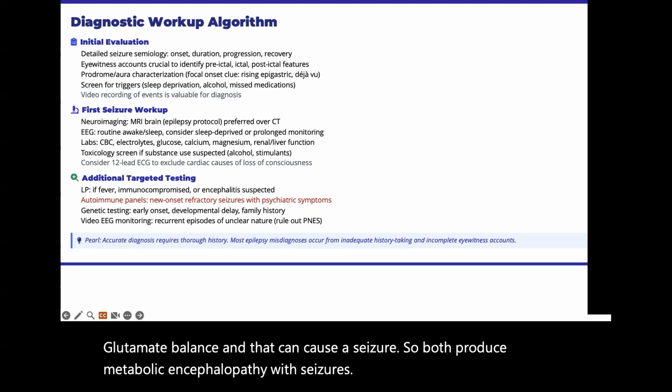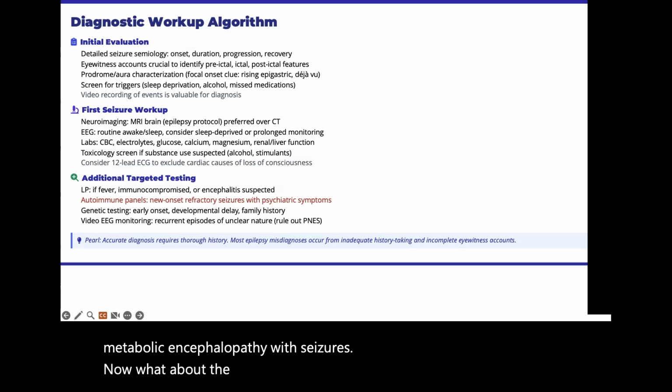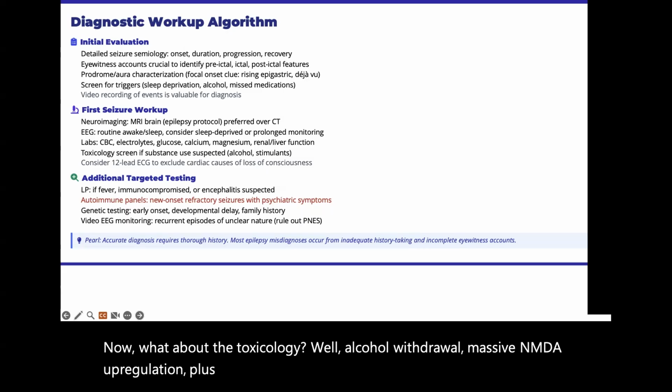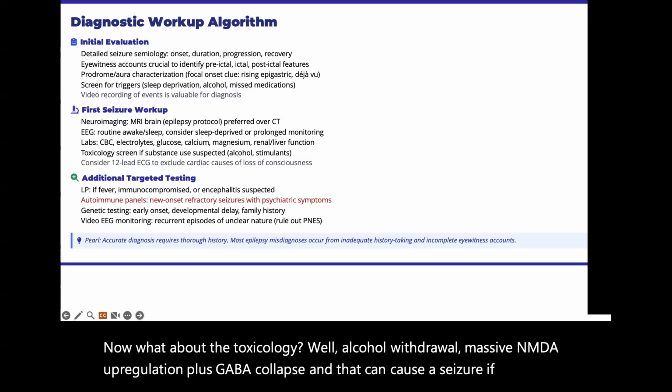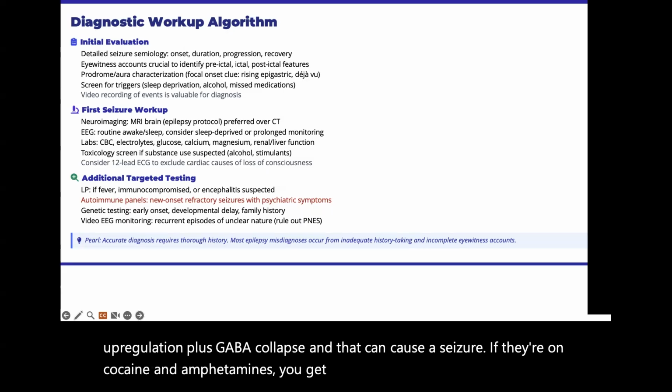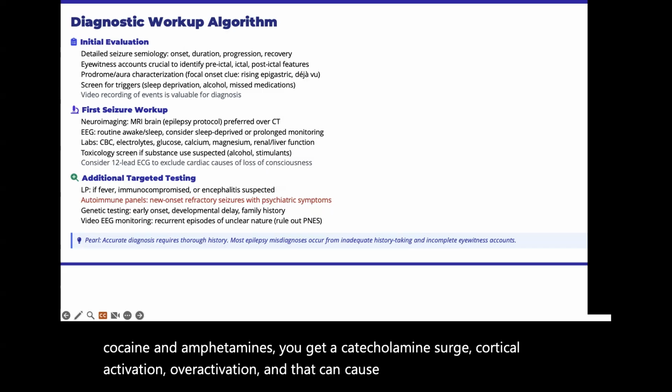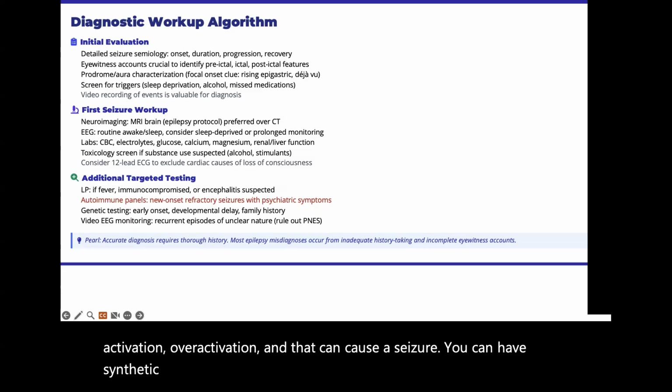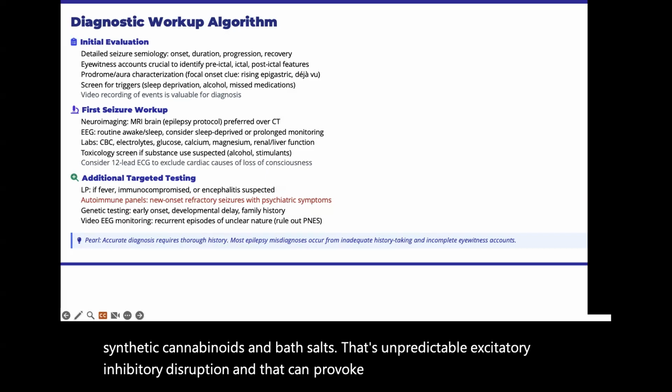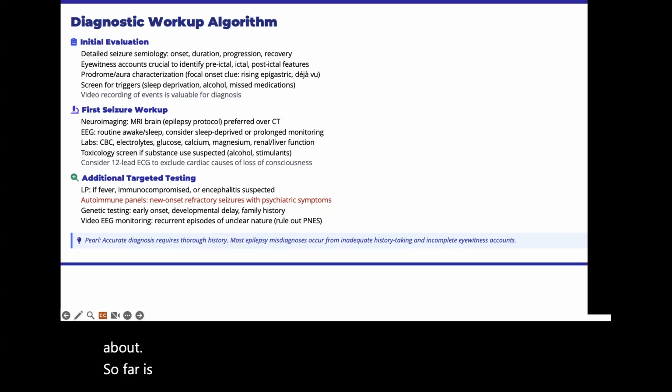Now, what about the toxicology? Well, alcohol withdrawal, massive NMDA upregulation plus GABA collapse, and that can cause a seizure. If they're on cocaine and amphetamines, you get a catecholamine surge, cortical overactivation, and that can cause a seizure. You can have synthetic cannabinoids and bath salts. That's unpredictable excitatory inhibitory disruption, and that can provoke a seizure. All we're talking about so far is what is provoking seizures, not epilepsy. Don't use epilepsy and seizure interchangeably.